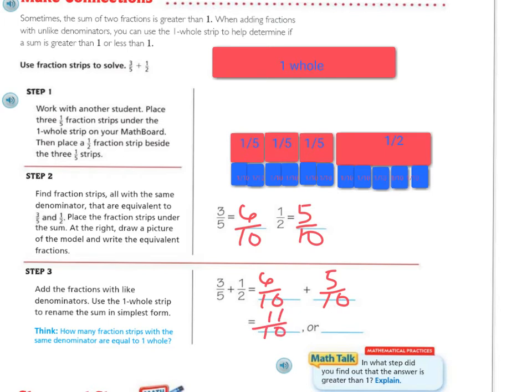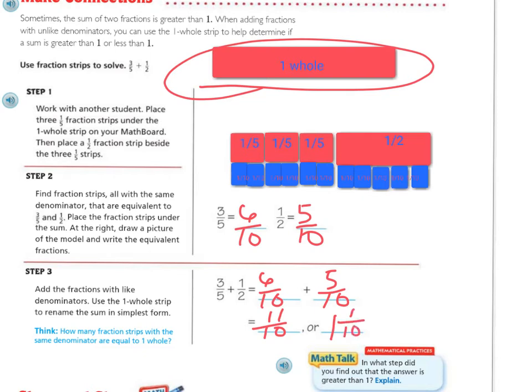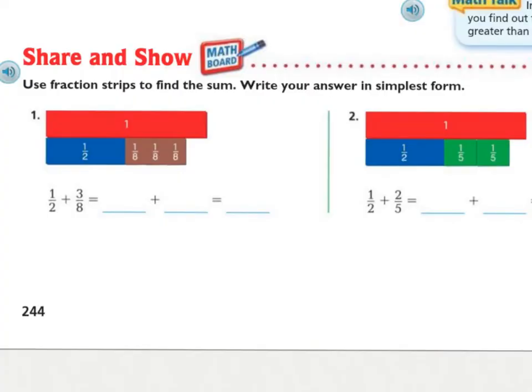And then if I were to put that in an improper fraction, remember 10 goes into 11 one time, so that's 1 whole. Remember, it was bigger than my whole, right? And I have 1 left over with the 10th, right? So 1 and 1/10 or 11/10. So let's share and show.